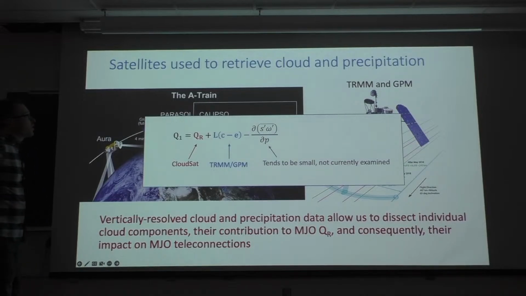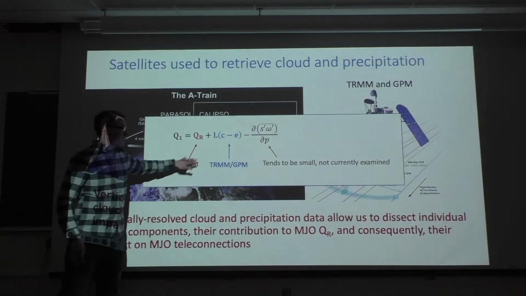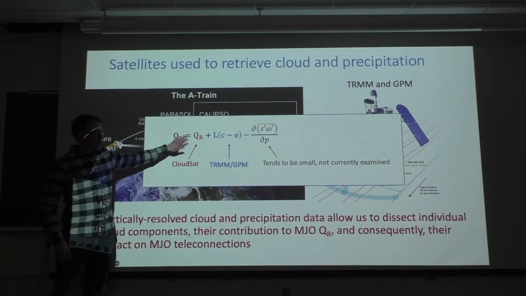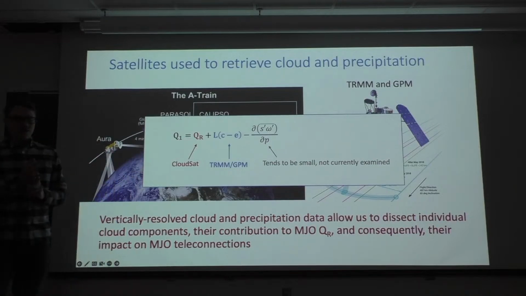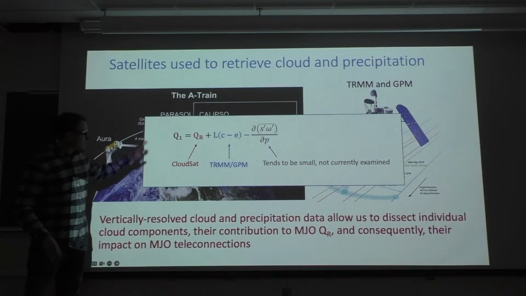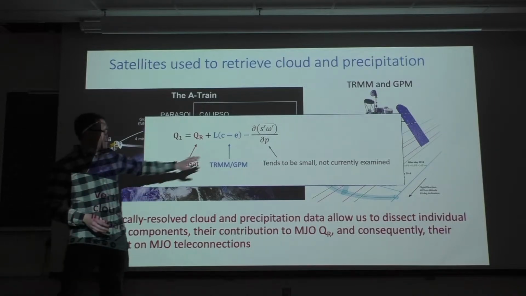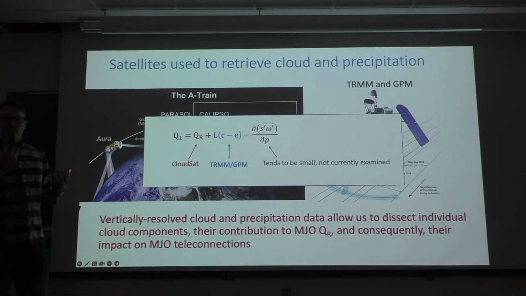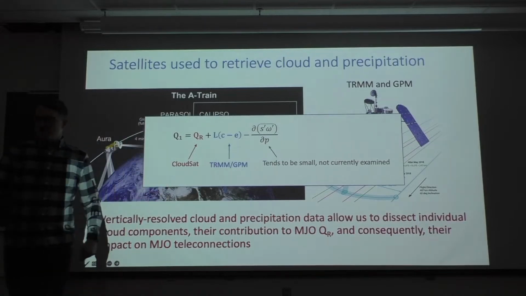So what we want to do is be able to use observations and satellites to best understand what these individual components are. And so we have radiative heating, which is strongly dominated by clear sky and cloud effects. For that, we're going to be concentrating on using data from the CloudSat mission. And then we have latent heating, which is generally derived from precipitation processes, condensation of water. For that, we're going to be using data from the TRMM and GPM missions.